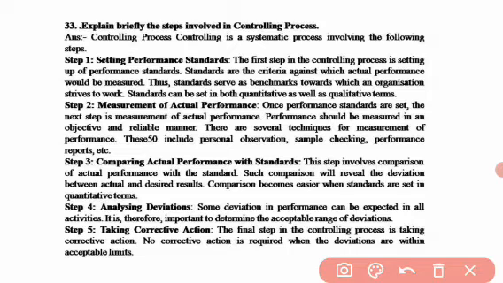After analyzing the deviations, then you have to take corrective action. In final step, the controlling process is taking the corrective action. No corrective action is required when the deviations are within expected limits. If the deviations are within limits, then there is no necessity to take the action. If the deviations are more, then you have to take the corrective actions. So these are the 5 important steps involved in controlling process. One, setting performance standards, measurement of actual performance, comparing actual performance with standards, analyzing deviations, then taking corrective actions.